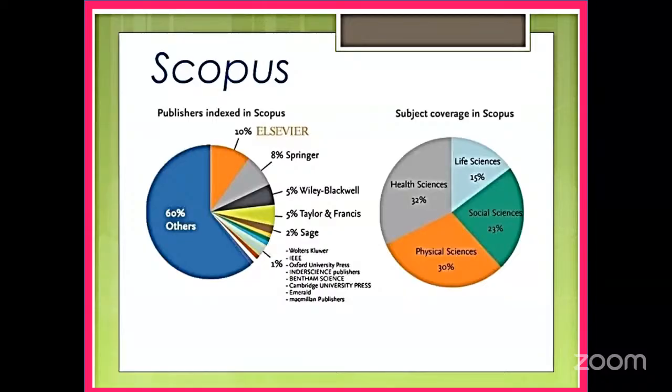50% is life sciences, 23% social science, physical science 30% and health science 32%. It is very hard to publish a paper in computer science and mathematics, because they create innovative ideas, so they can collaborate with many areas like bioinformatics. Okay, so this is very important.